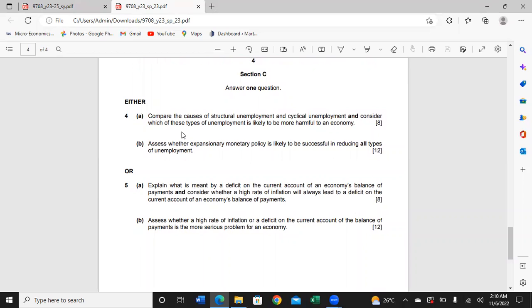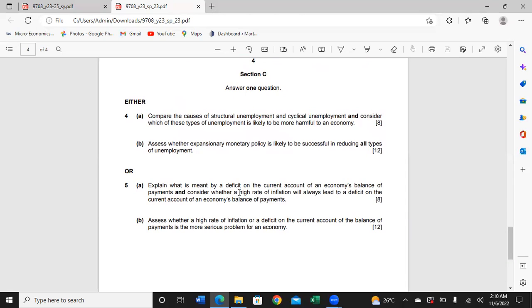One, they are from macro. Compare the causes of structural unemployment and cyclical unemployment, and consider which of these types of unemployment is likely to be more harmful to an economy. So compare these 2 types of unemployment. Assess whether expansionary monetary policy is likely to be successful in reducing all types of unemployment.